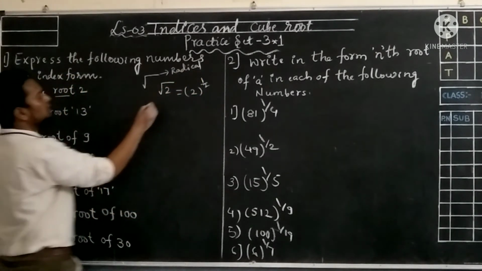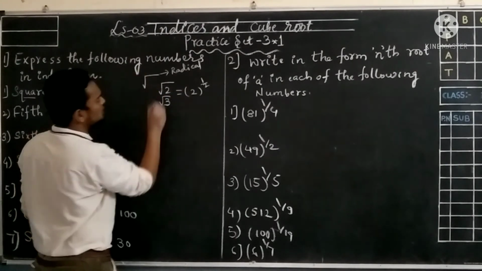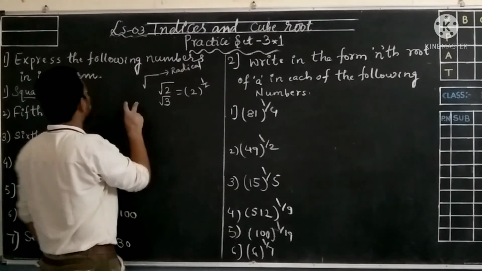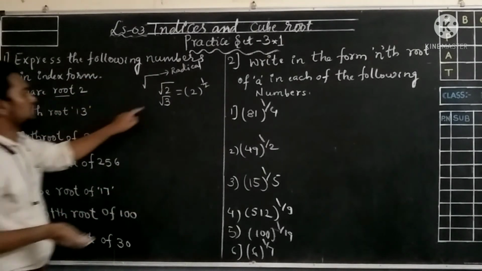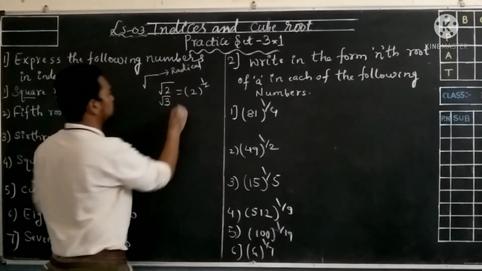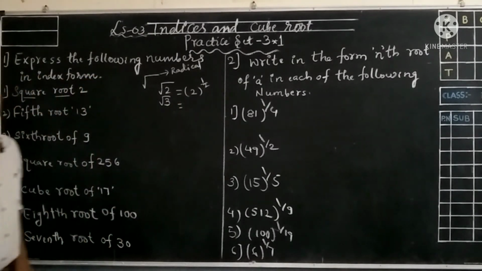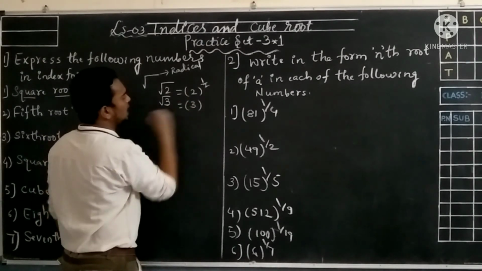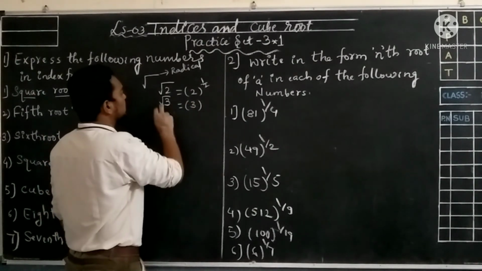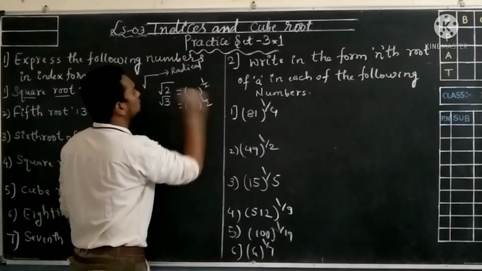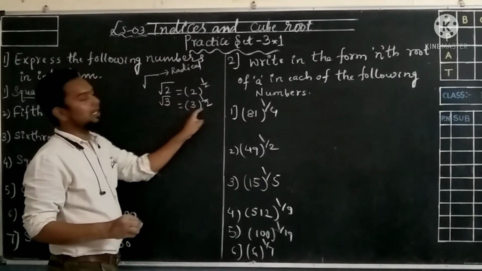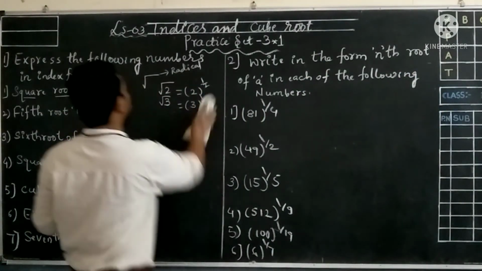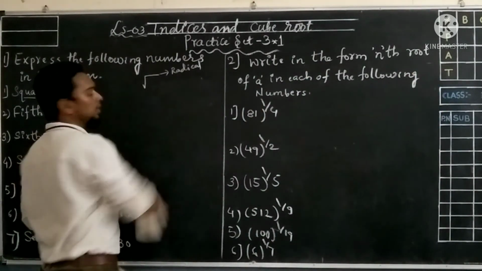Suppose here root 3. Root 3 means their power is 2. Square root of 3 means square, their power is 2. Therefore 3 as it is. Now we will write in index form. This one is 1 upon 2. 3 to the power of 1 upon 2.